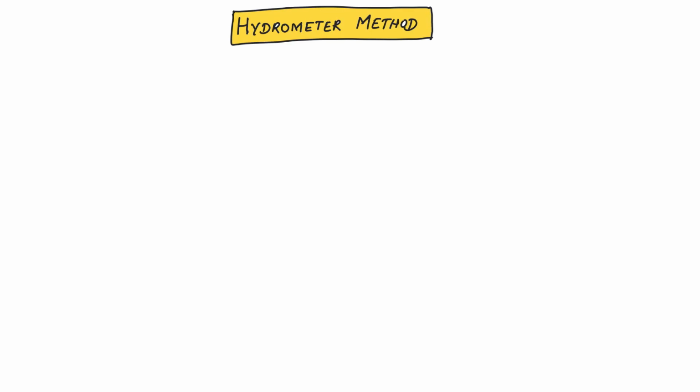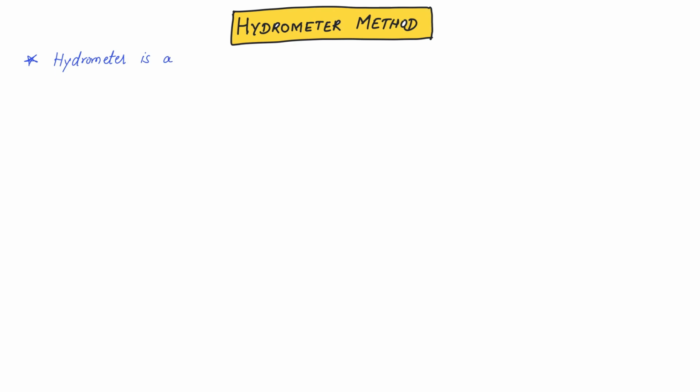In the previous lecture, we studied the pipette method, which was one of the methods for sedimentation analysis of the soil. In this particular lecture, we are going to study the hydrometer. And yes, the hydrometer method is an easier method than the pipette method. So what is a hydrometer? First of all, let us understand what a hydrometer is.